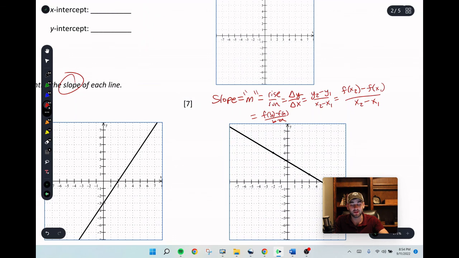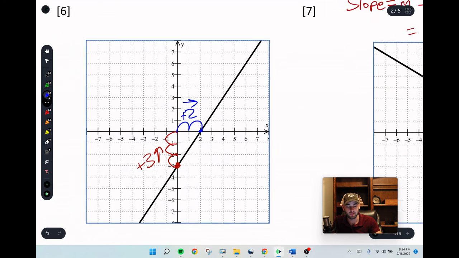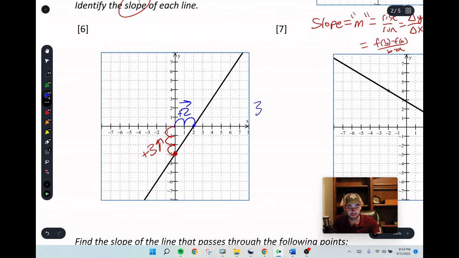So the first thing I'm going to do is look at my rise. How much does this equation rise? Oh, this is the line we just drew. 1, 2, 3 up. So it goes 3 up, which is a positive 3. And then in blue, 1, 2, 2 over. That's a positive 2 going to the right. So my slope is 3 up and 2 over. Well, there's got to be a way to write that, right?